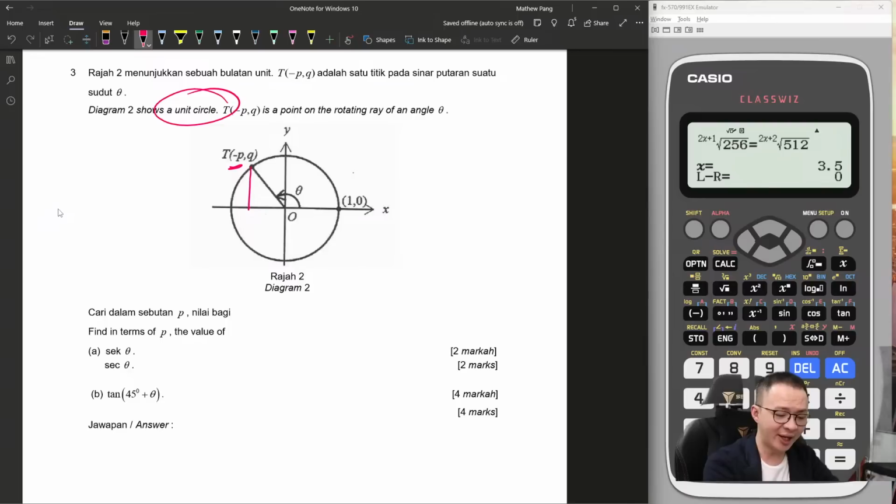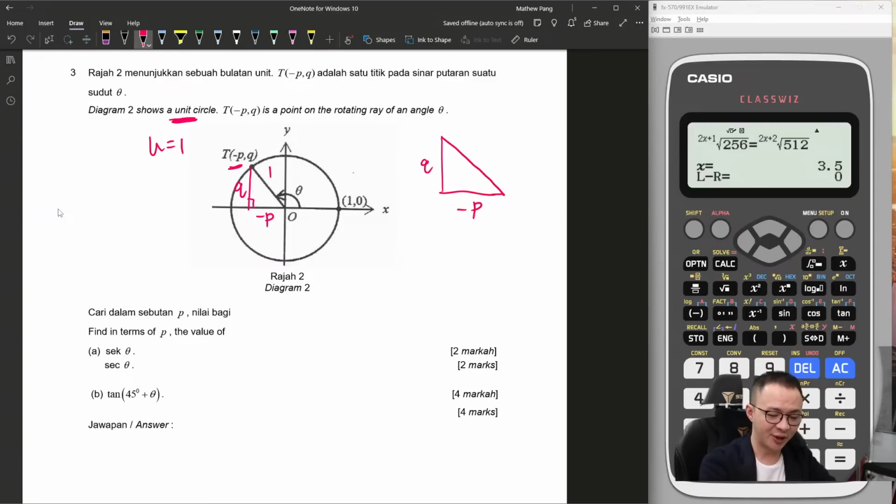So we know negative p is here, and then q is here. Since this is the unit circle, the hypotenuse always equals 1. Remember this: unit circle, hypotenuse always equals 1. That means this is 1. Then we actually see something, isn't it? You can see this is a right angle triangle. I can form an equation by doing Pythagoras. If this is negative p, this is q, this is 1, I can say 1 equals p squared plus q squared, isn't it?